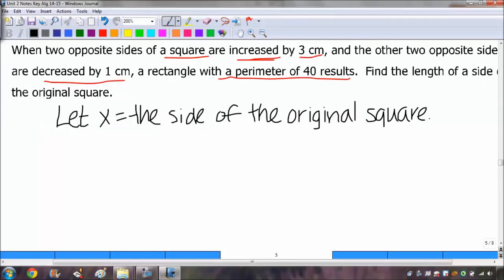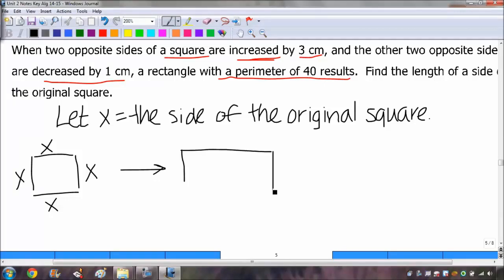Now, if you notice in step 3, it says to draw a picture. Drawing a picture actually would be very helpful for this because it's a geometry problem. Now, you know all the sides in a square are equal. So if one side is x, all the sides are x. Now, it says that one set of opposite sides of the square is increased by 3 for each side. So this becomes a rectangle, okay?